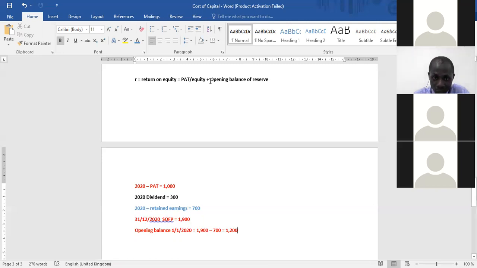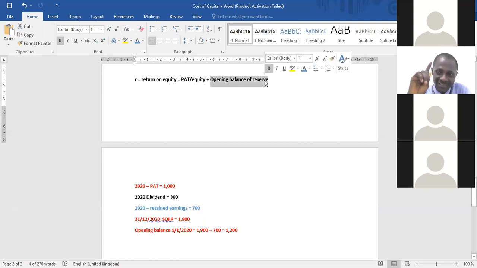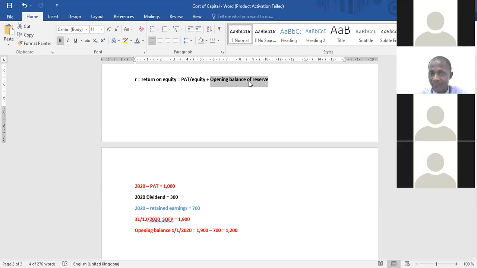So that is what we have as the opening balance of reserve. It is the opening balance of reserve you need. The question will give you the closing balance. So if the question gives you the closing balance, go and look for the retained earning for that year and remove it from the closing balance so that you get your opening balance. Did we understand this, please? Did we get this? Yes. Okay. So if we get this, let us continue.